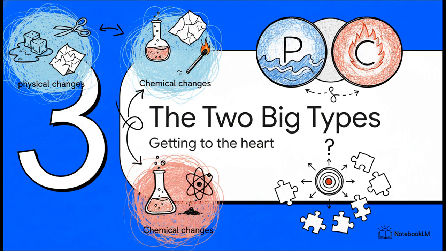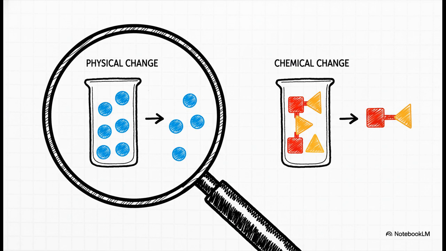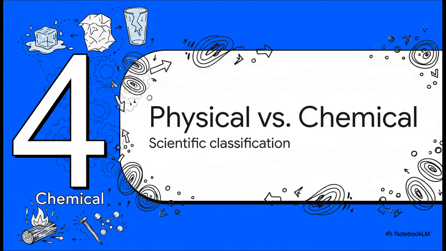But now we're going to get to the real heart of the matter. Because at the end of the day, the most powerful way to look at all this is to ask one simple question. Does the stuff itself actually become something new? The answer divides every change in the universe into two main groups. And this is it. The two big ones in science, physical change and chemical change. Seriously, if you get this, you get a whole lot about how the world really works on a deep molecular level.